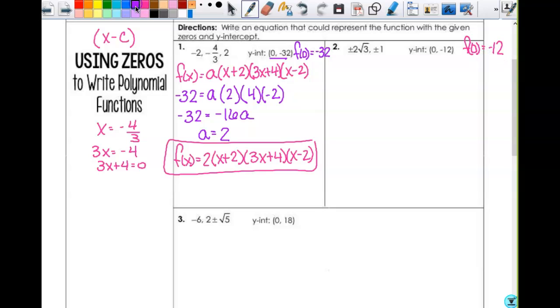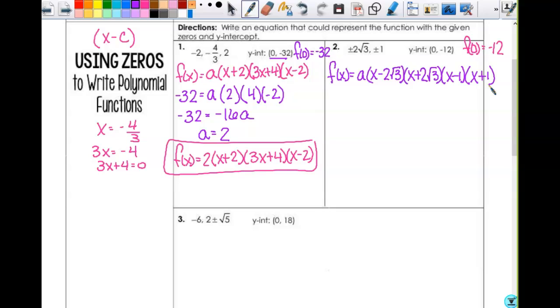So I can write out my function f of x equals a times x minus 2 square root of 3, then x minus a negative 2 square root of 3, so that's plus 2 square root of 3, and then x minus 1, and then x minus a negative 1, which is plus 1. So plopping in those zeros should be fairly simple because we did that with the factorization on Friday, but we have to remember that that doesn't tell us everything.